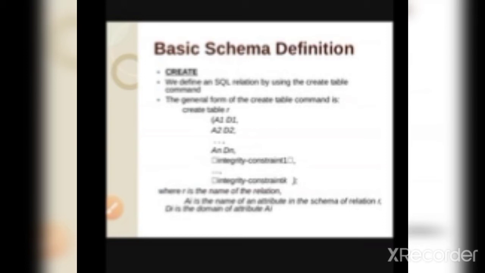So how can we create a table? After the table name, in brackets we can specify the attribute and the domain value of that particular attribute. Whatever attributes are there, we can represent each one and separate them by commas. And if there is an integrity constraint, we can also specify it. Here R is the name of the relation, A is the attribute, and Di is the domain of the attribute.